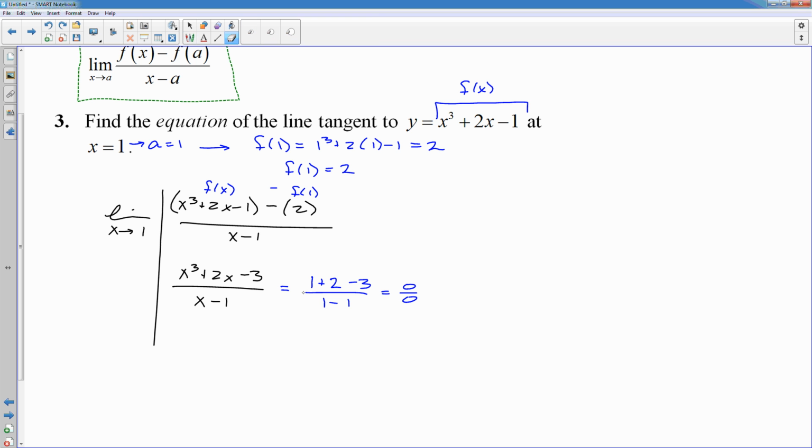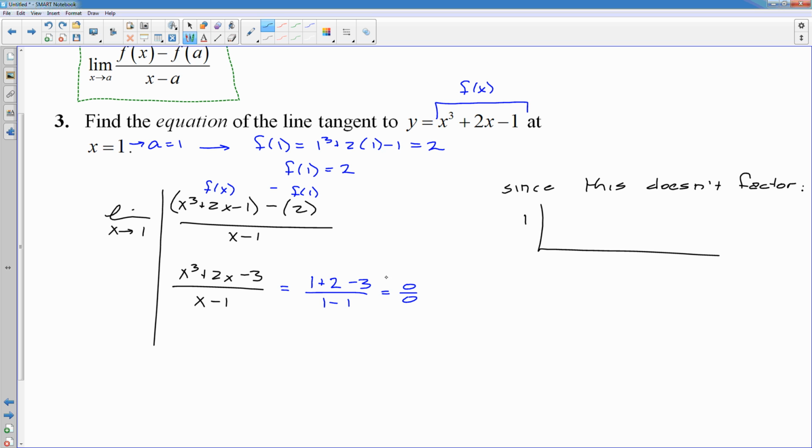So we do need to cancel in some way, but the problem is this doesn't factor. Since this doesn't factor, we have to clean this up through either long division or synthetic division. And I know that sounds evil, but synthetic division is really not that bad. I have this thing divided by x minus 1, so we put a positive 1 out there. It's 1x cubed, 0x squared, 2x, and a negative 3.